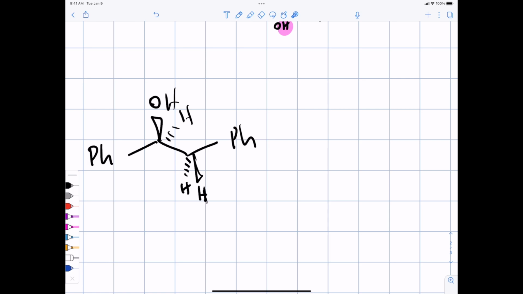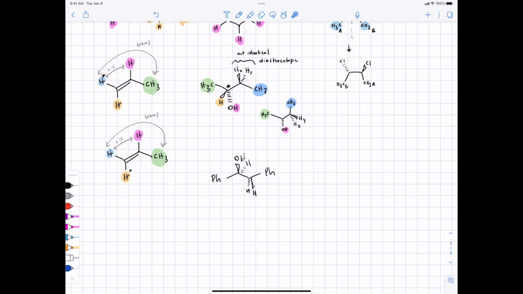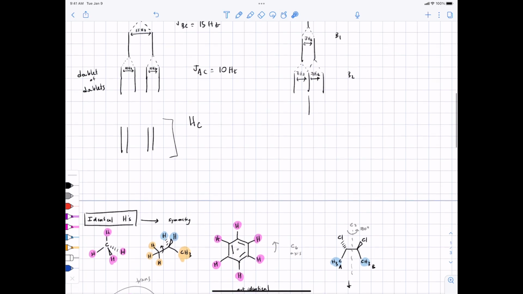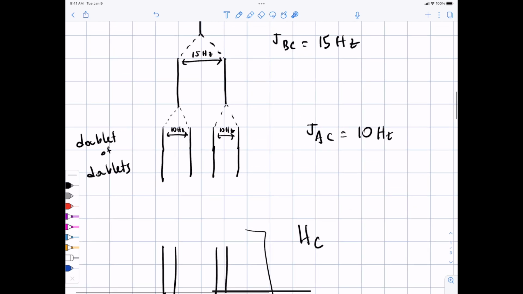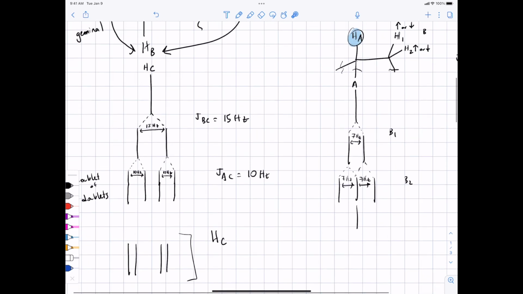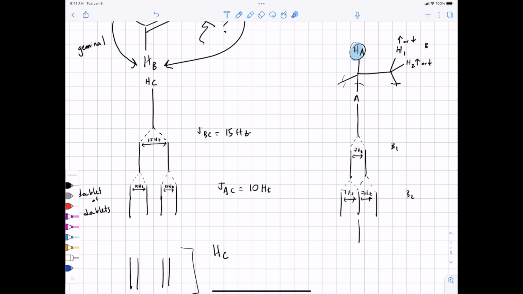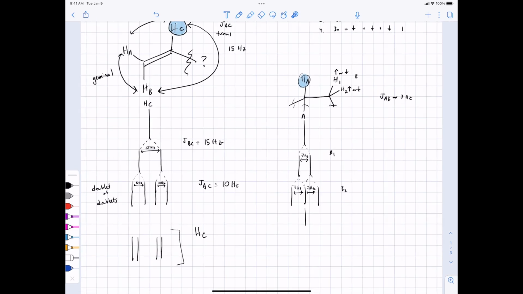Yeah? When you're splitting, do you always split with the largest coupling energy first? It's more convenient to do that, but you don't have to. Yeah. Is there a way to deduce on your own which coupling constant would be larger for non-identical protons?